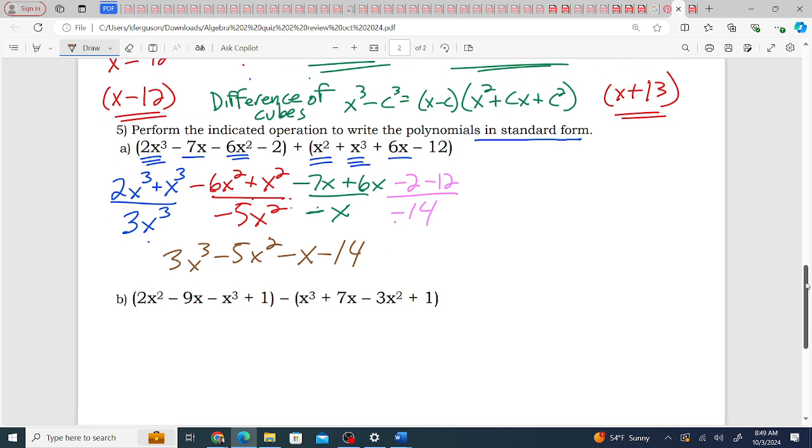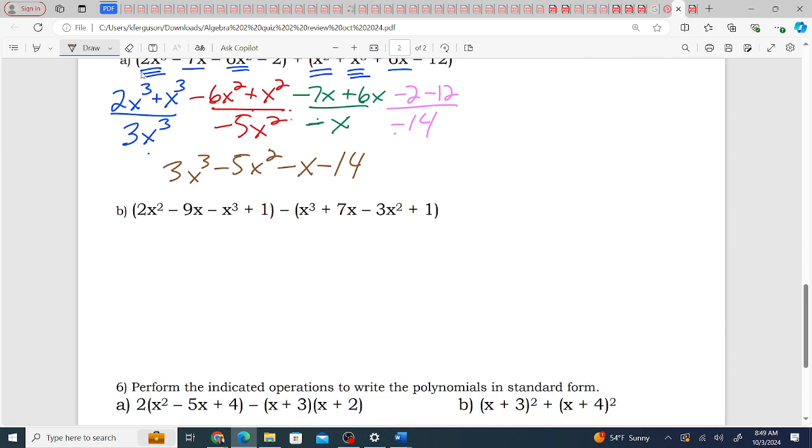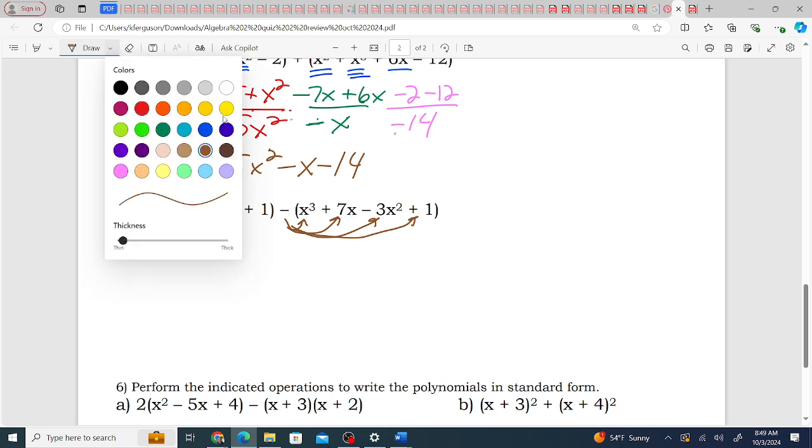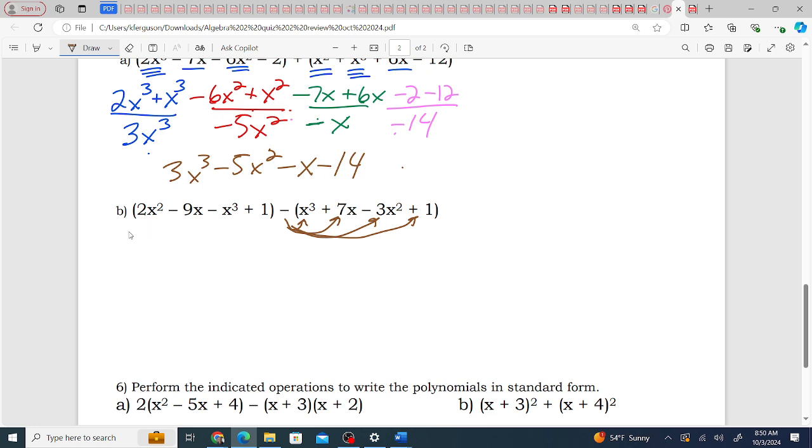So now, I look down here. The indicated operation is what? It's subtraction. So that means I need to distribute that negative to everything. So you don't distribute a positive. When you're adding, you don't distribute anything. But when you're subtracting, you need to distribute. So the first one is going to stay the same. Just for giggles, though, I'm going to write it in standard form. So I got negative x to the third plus 2x squared minus 9x plus 1.